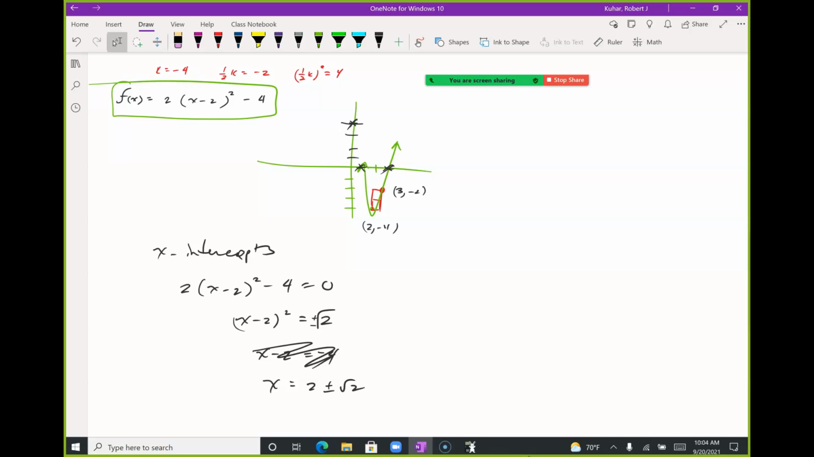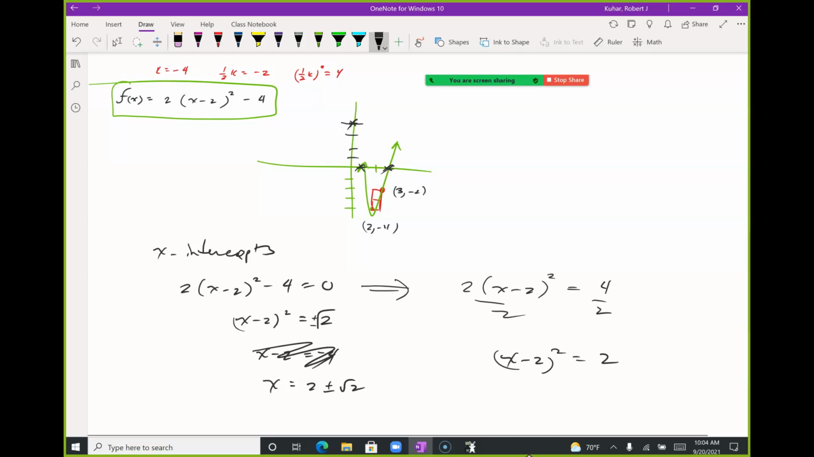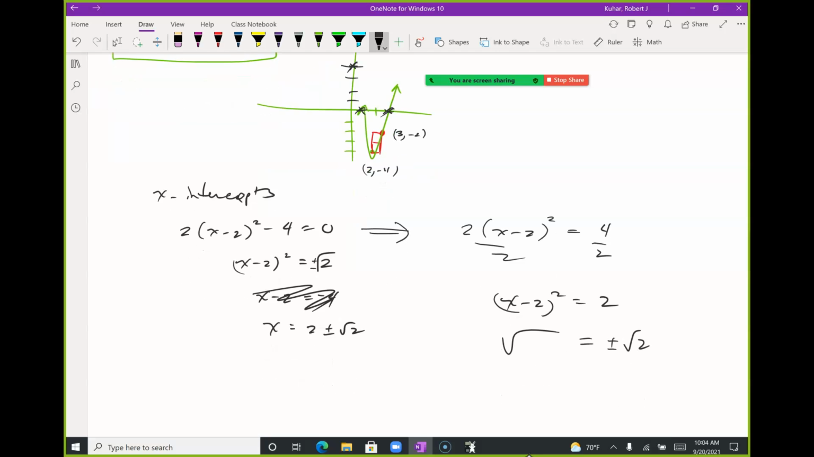Sorry, Professor. How did you get the last line? So x equals 2 plus or minus square root. Yes. First of all, I moved the 4 over, right? I divided by 2. So x minus 2 quantity squared equals 2. I took a square root, and when I take a square root, I got to do plus minus on the numerical side, right?